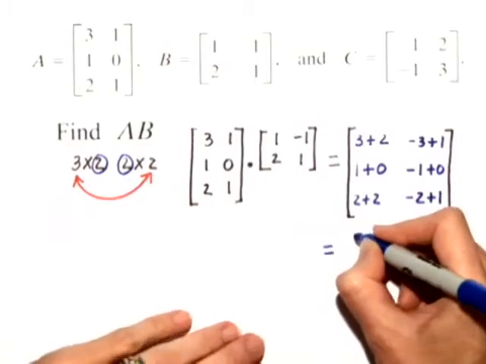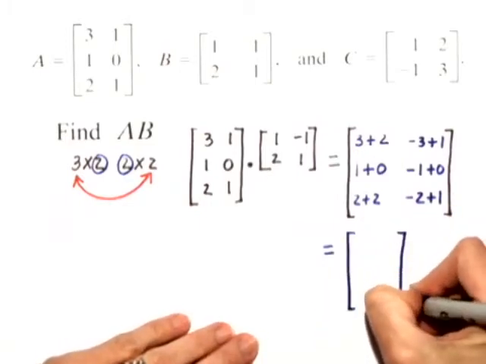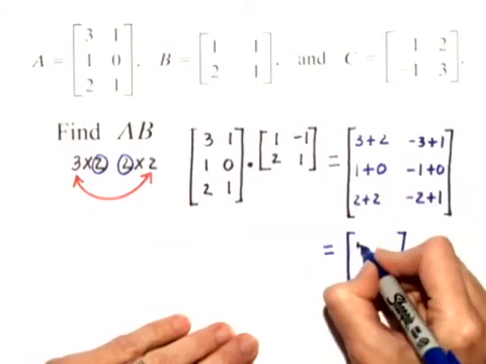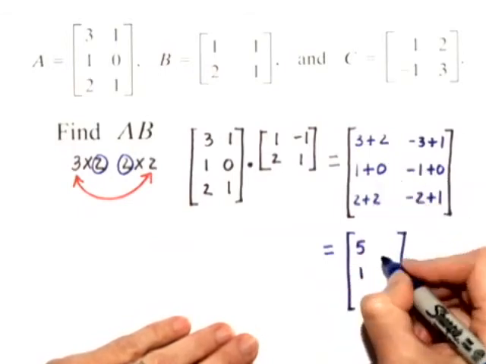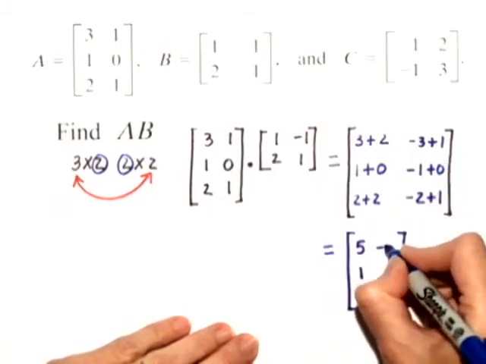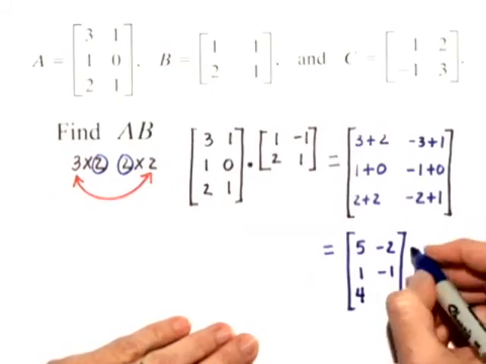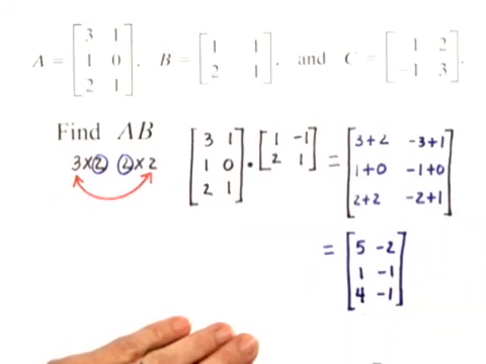And I'll write my final answer in blue. 3 plus 2 is 5, 1 plus 0 is 1, 2 plus 2 is 4, negative 3 plus 1 is negative 2, negative 1 plus 0 is negative 1, and negative 2 plus 1 is negative 1.